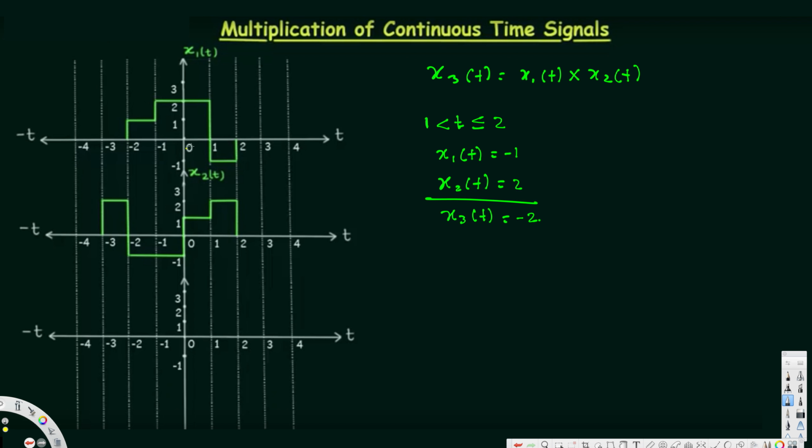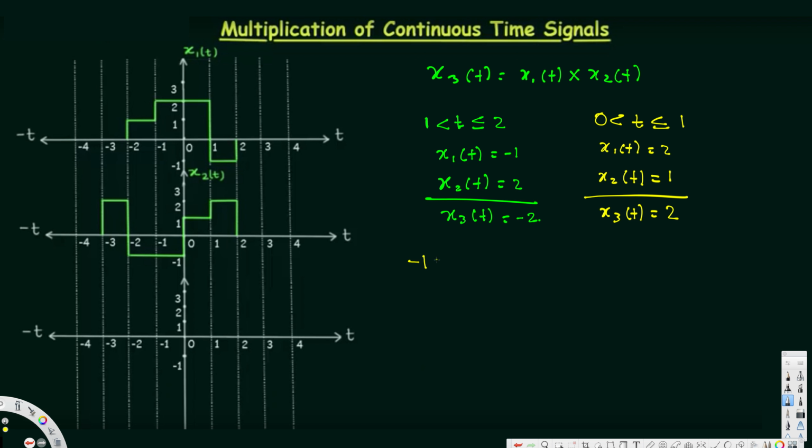Now let's look at the next interval, that is 0 to 1. So we can say t is greater than 0 and less than or equal to 1. In that interval we have x1 of t equal to 2, and x2 of t equal to 1, right? If we multiply these two, that's going to give us x3 of t equal to 2.